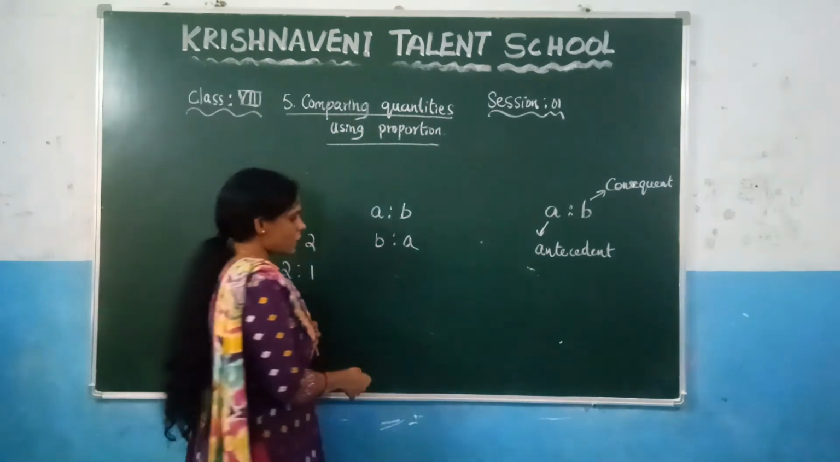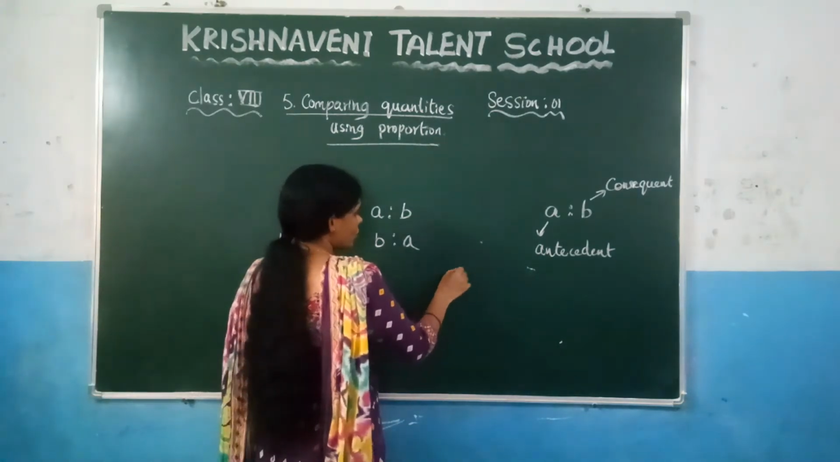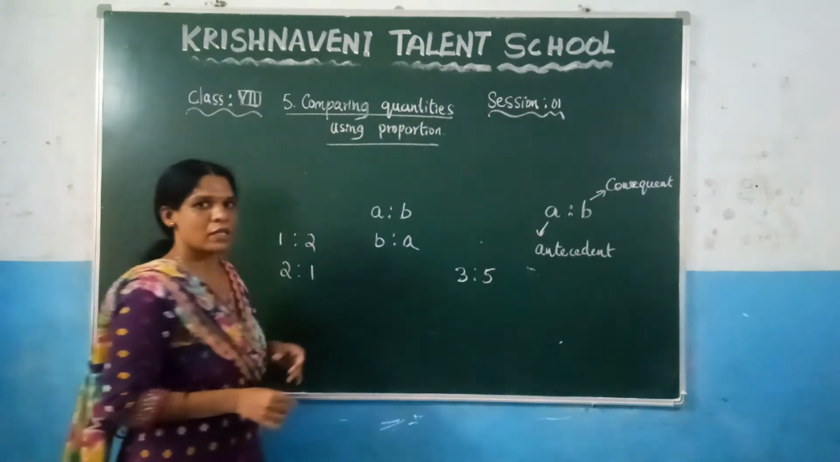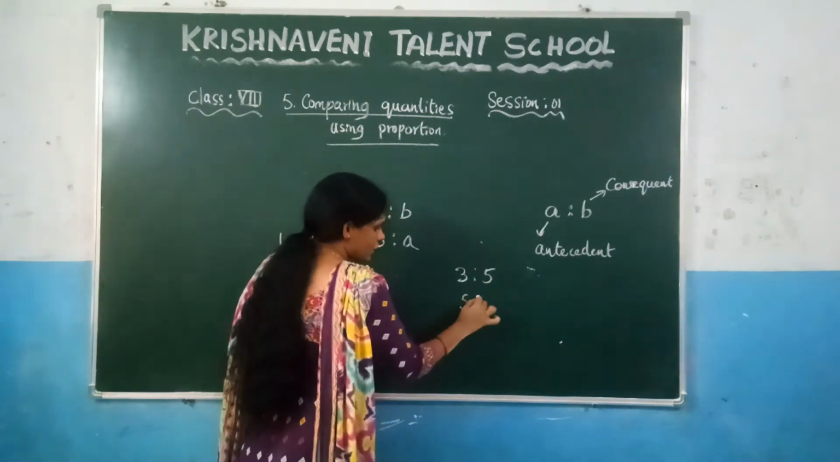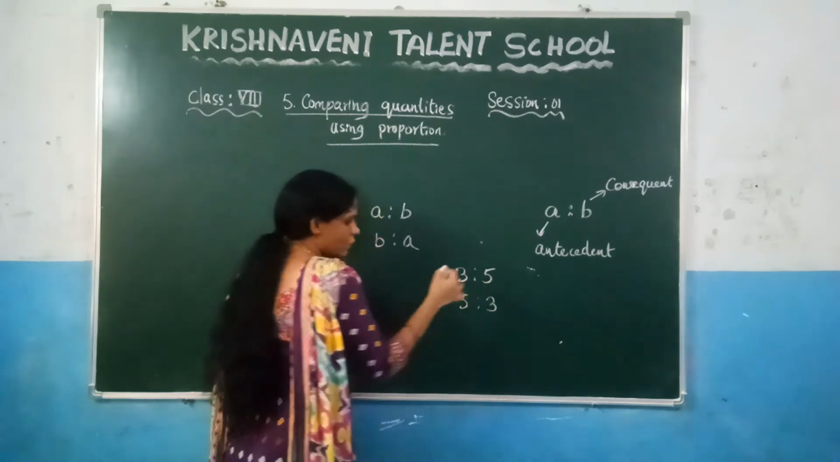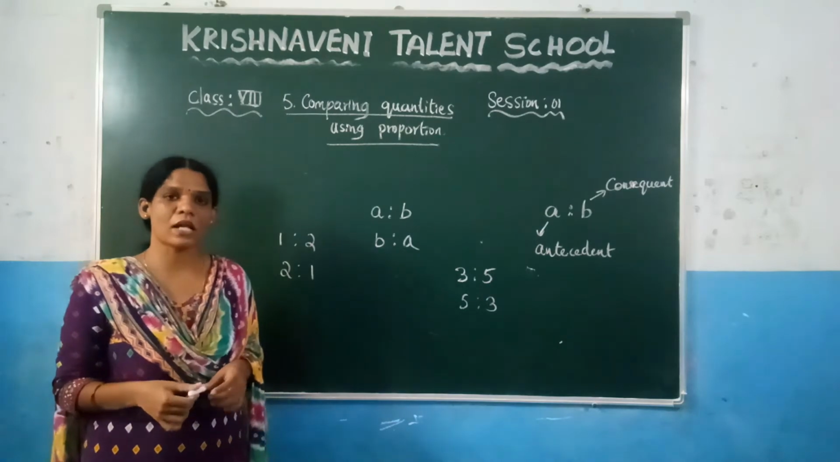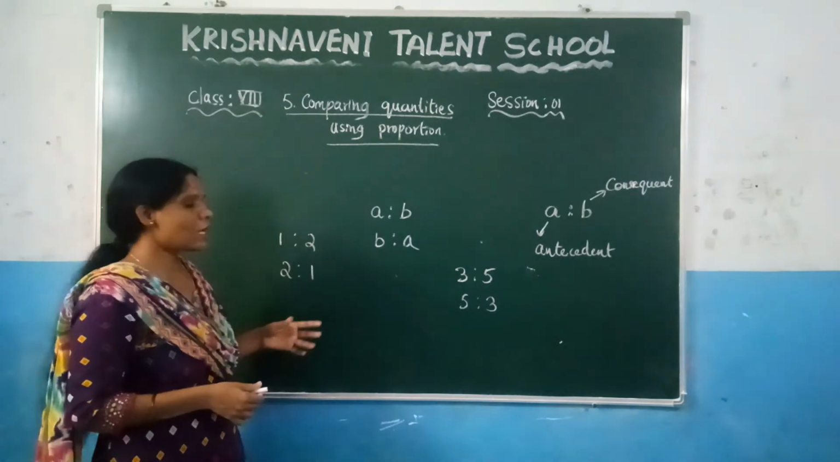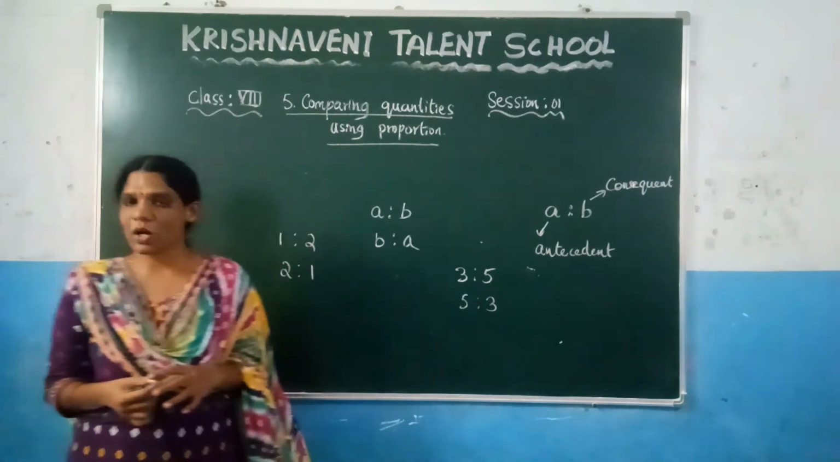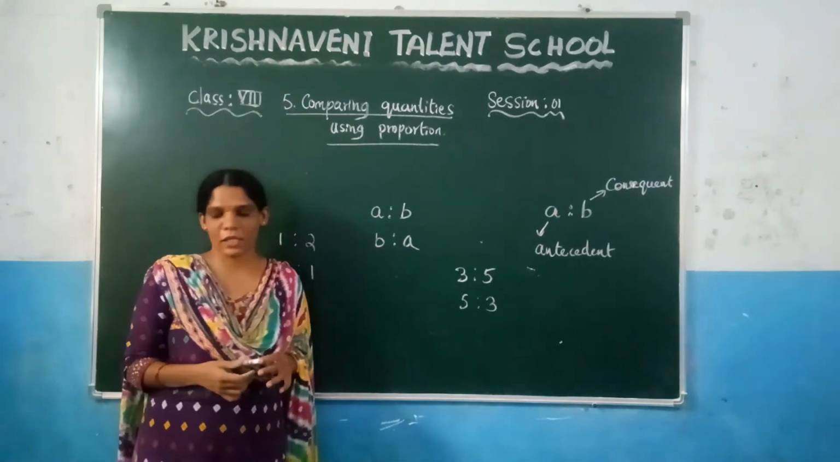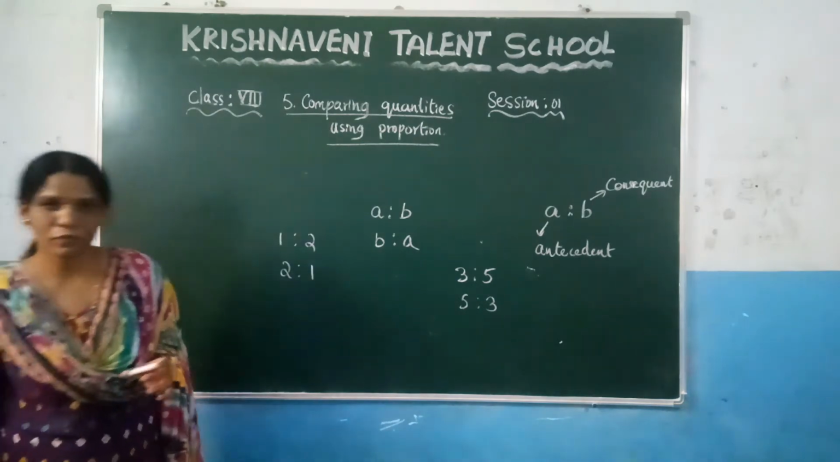So let us consider some ratio, 3 is to 5. What is the inverse ratio of 3 is to 5? The consequent will become the antecedent and the antecedent will become the consequent. This is nothing but the inverse ratio. Suppose they ask to find the inverse ratio, like this you can find it. So the inverse ratio of A is to B is nothing but B is to A. This is about the ratio.